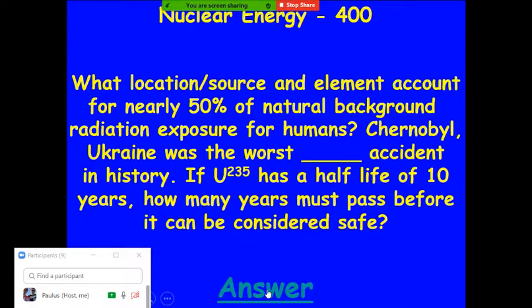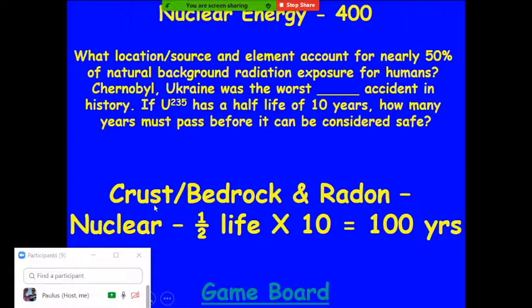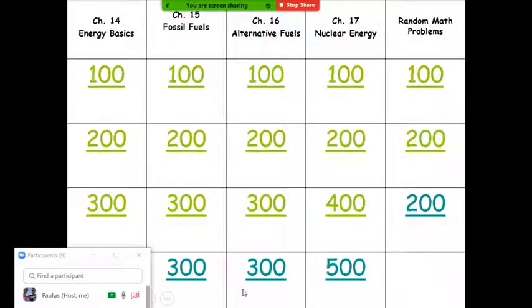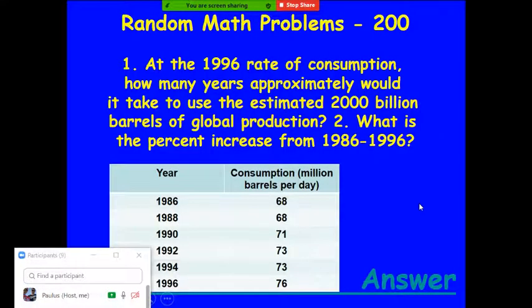All right, here we go. All right, so basically it's crust, bedrock, and radon is the gas that actually has that background radiation, I guess is the correct way to say that. Worst nuclear disaster of all time. And remember, it's 10 half-lives for it to be considered safe. So if it's 10 years and it's 10 half-lives, we're talking 10 times 10 or 100. All right, here we go. Some more math problems. Okay.